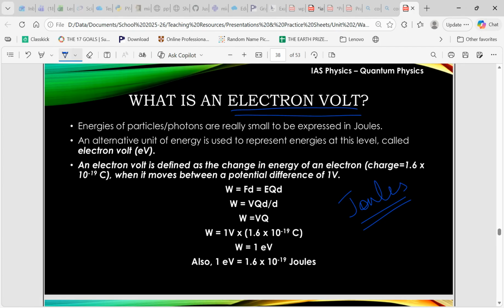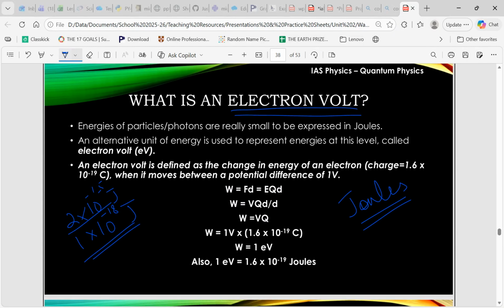So the answer lies in the fact that when we talk about subatomic levels, or when we talk about electron energies or photon energies, single photon energies, we are talking about really small values of energies. So for example, the energies that we talk about at subatomic levels could be, let's say, 2 into 10 to the power minus 15 joules, or it could be 1 into 10 to the power minus 18 joules. Now, as you can see, these are really small values of energies when we measure them in joules. So we have another alternative unit of energy which is more appropriate for using at smaller levels.